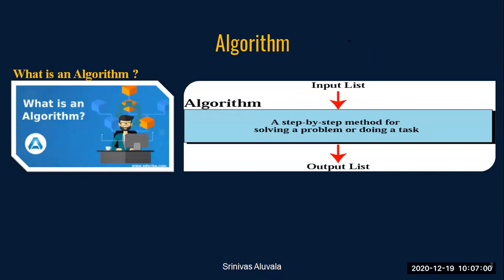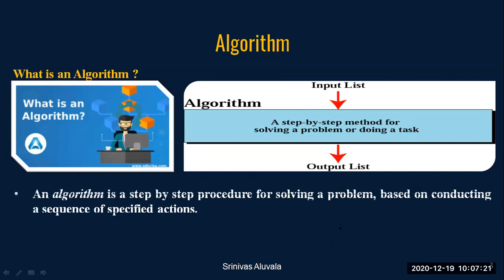So, an algorithm is a step-by-step method for solving a problem or doing a task. An algorithm needs to have an input and it should give us an output. It's a sequence of steps which helps us to give a solution to a specific problem.